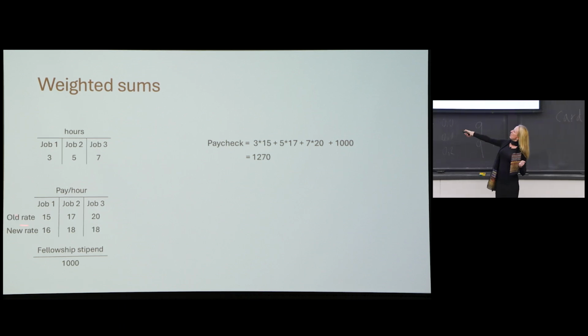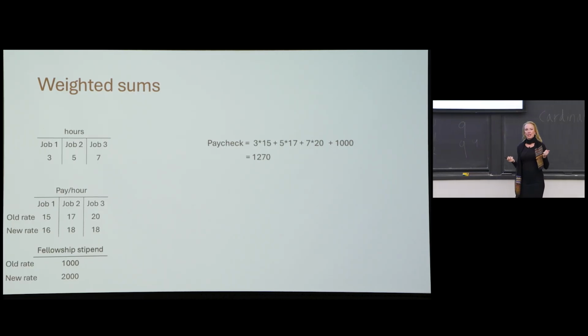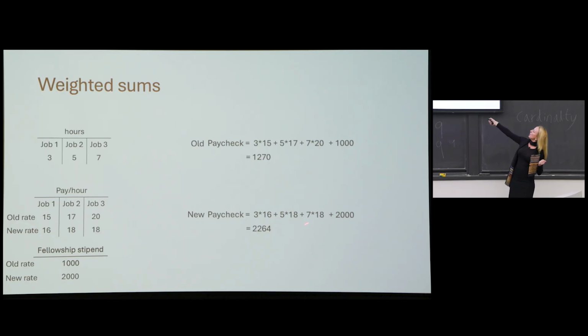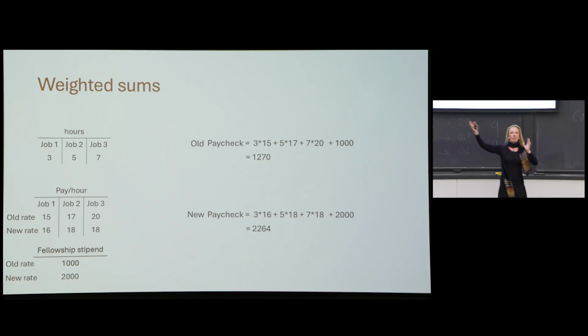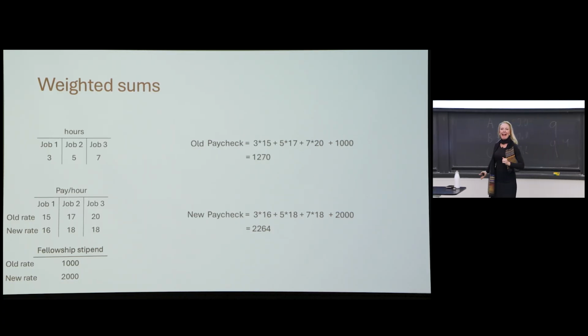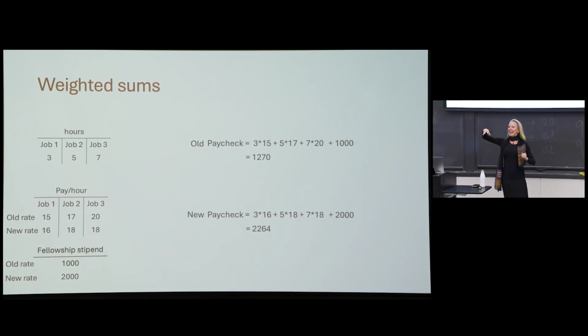Your hourly pay rates might change. Your fellowship stipend might change. These weights and this bias term might change, right? And we can calculate what the new paycheck is. It went up, very nice, right? Weighted sums: multiplying pairs of numbers together, and then adding some other number at the end that's independent of the inputs.